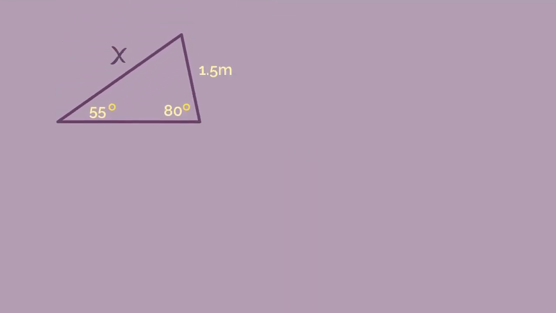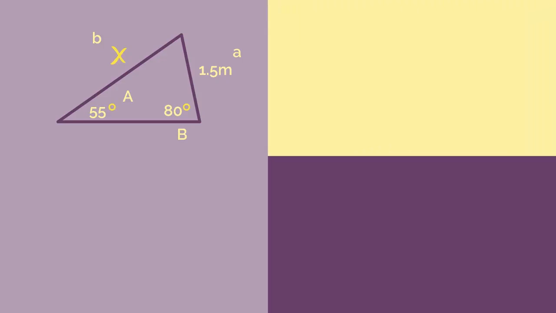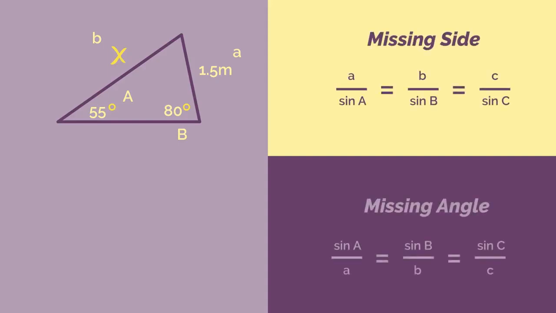So let's jump straight in and look at an example. So start by labelling the sides as A and B and the angles as capital A and capital B. So let's call 1.5 centimetres side A, 55 degrees must be angle A. And so then 80 degrees is angle B, which means the missing side X is little b. We need to find a missing side, so we'll use this version of the formula.